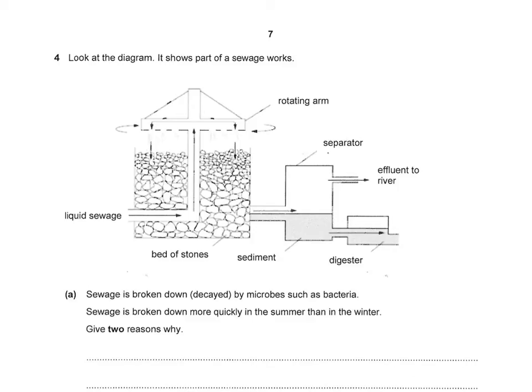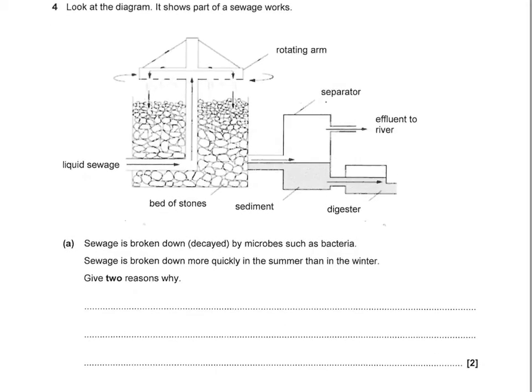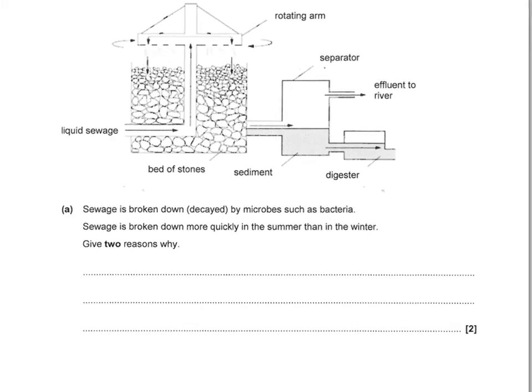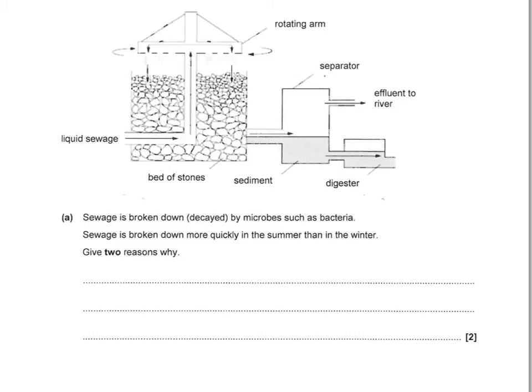Look at the diagram. It shows part of a sewage works. Sewage is broken down or decayed by microbes such as bacteria. Sewage is broken down more quickly in the summer than in the winter. Give 2 reasons why. So the first mark is saying that microbes or bacteria reproduce more quickly at higher temperatures, and microbes and bacteria respire more quickly at higher temperatures. So those 2 are needed for both those marks.